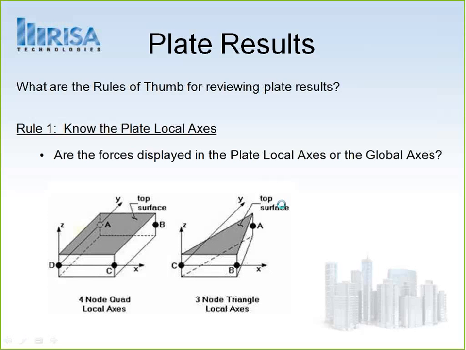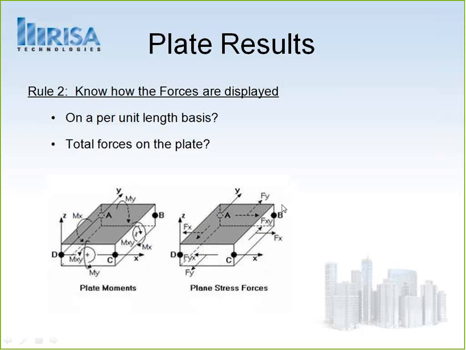The same thing goes for the actual results: you want to make sure you understand if you're looking at a per unit length basis. When you're looking at the plate forces, you're looking at them on a per unit length basis. When you're looking at your plate corner forces, those are the total forces on the plate. Those are 2 values that will make a big difference in your results if you don't account for the fact that one is per unit length. That's listed right in the spreadsheet, so you can see which one you're looking at. It'll say per unit length or per plate.